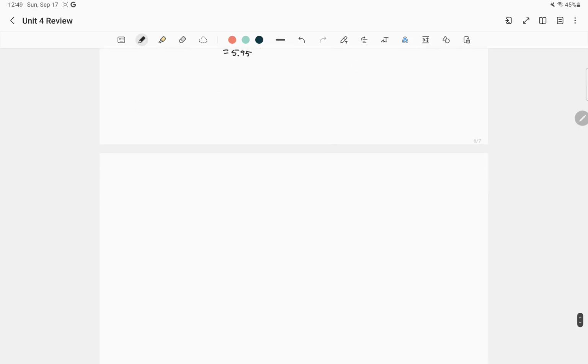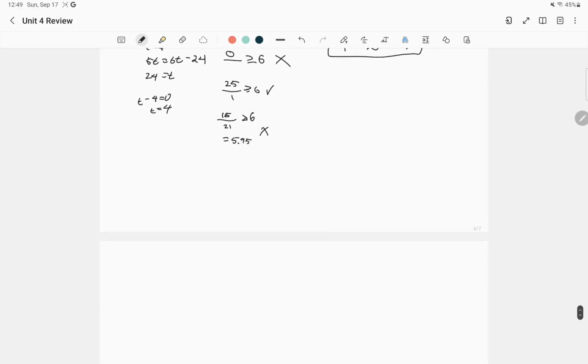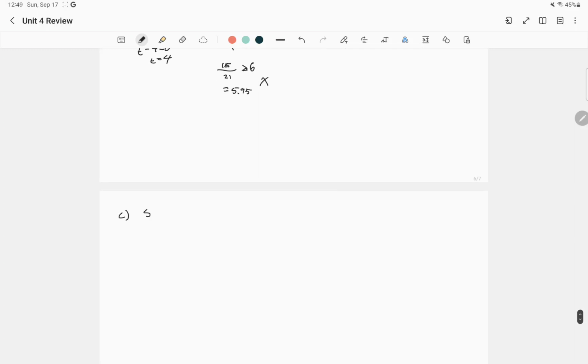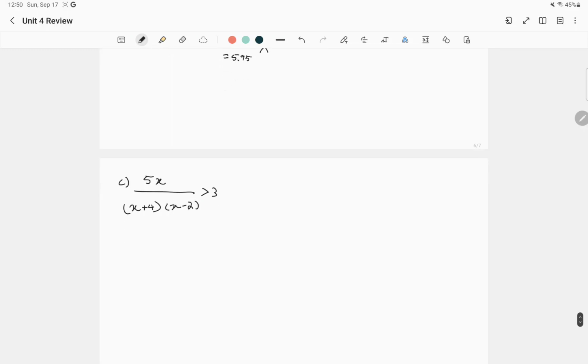All right, continuing on from B, we have C, which is 5x over, I'll factor this right away, x plus 4, x minus 2, which must be greater than 3. First two critical points, we're going to get negative 4 and 2, because those are vertical asymptotes. Solve for this directly. 5x is equal to 3 times x squared plus 2x minus 8 from our original denominator.